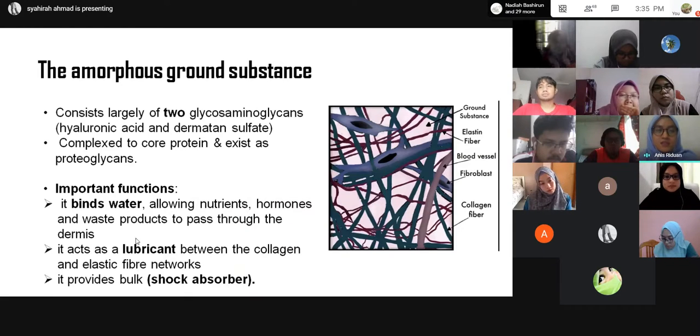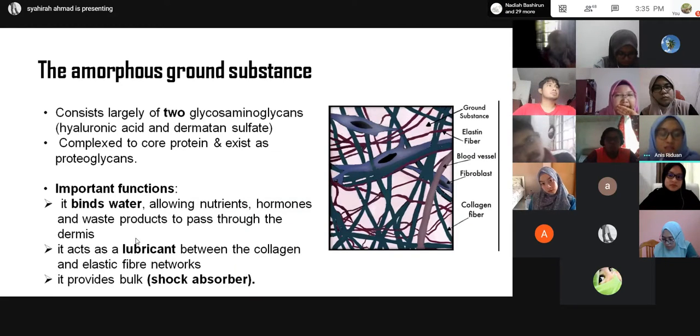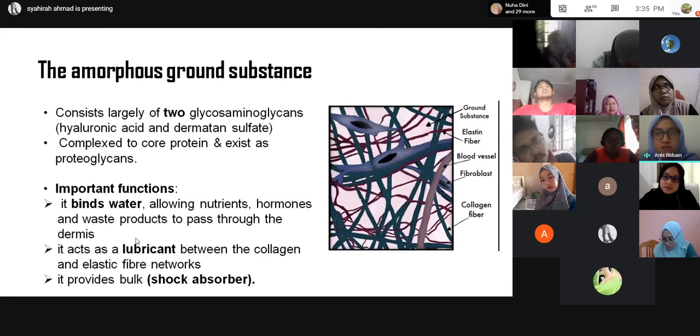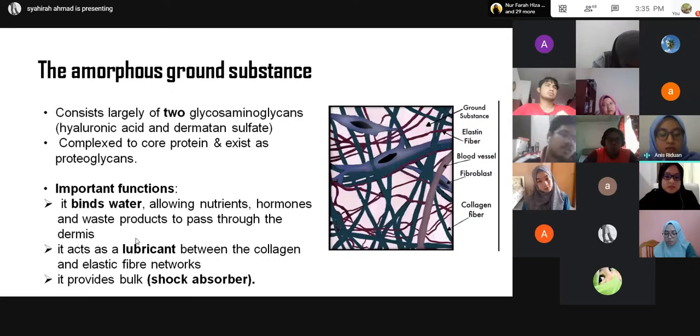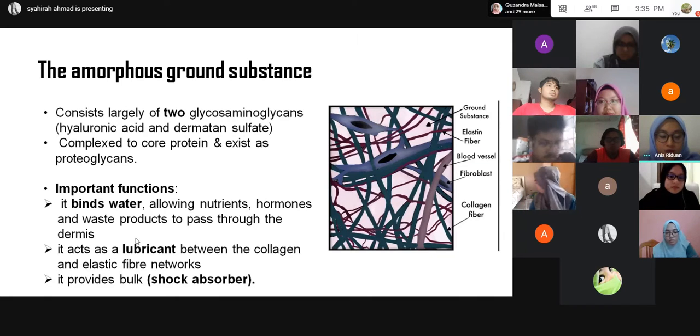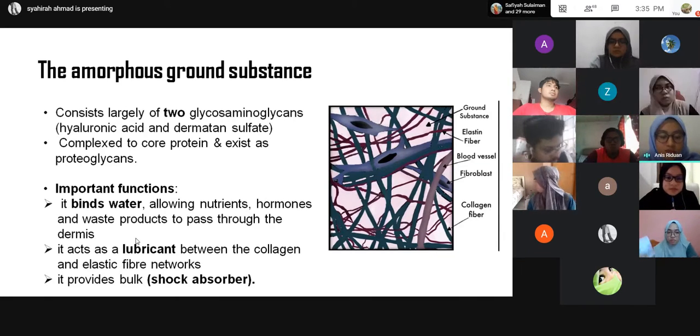So the next component is the amorphous ground substance. The fibers that I mentioned earlier leave the dermis with spaces, and these spaces are filled with the amorphous ground substance. The amorphous ground substance consists largely of two glycosaminoglycans, mostly hyaluronic acid and dermatan sulfate, which are complexed with core protein and exist as proteoglycans.